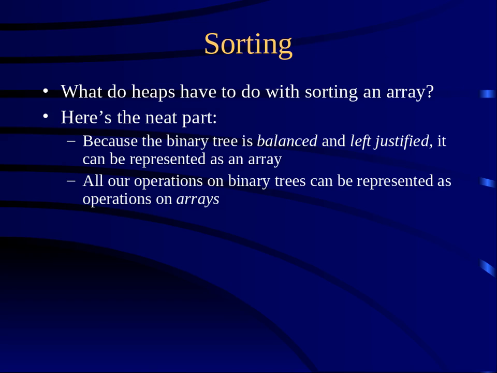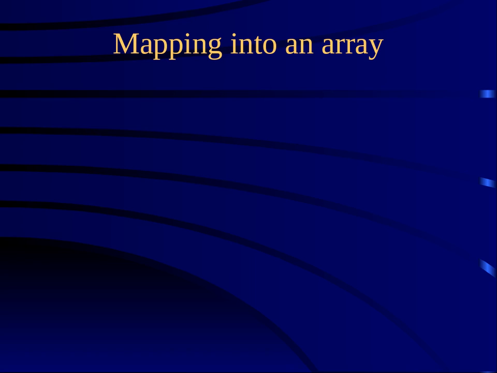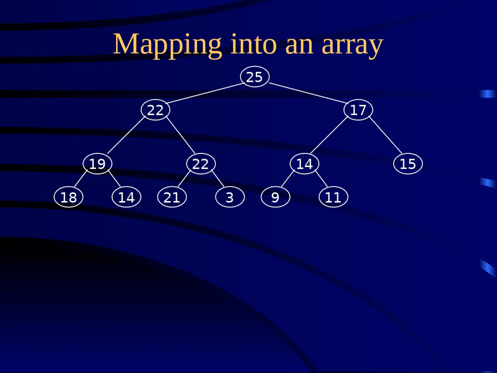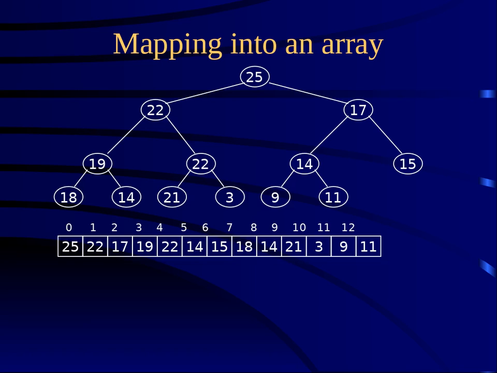Well, operations on binary trees can be represented as operations on arrays. To sort, heapify the array. Okay, that's great, we're going to get to that later. So how do we map this into an array? It looks like that, except the numbers are slightly off. Here, notice 25, 22, 17, 19, 22, 14, 15, 18, 14, 21, 3, 9, 11. I just read it from the top, moving left to right in each level, and that's how it is stored sequentially inside of this array.